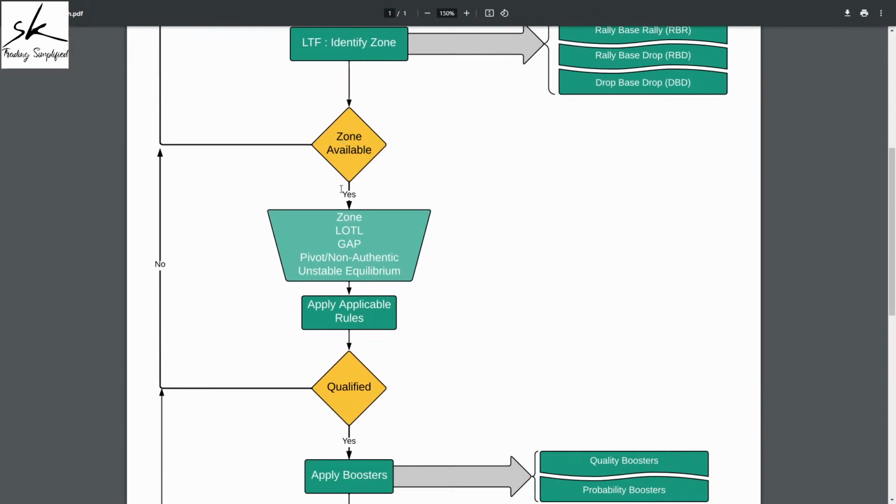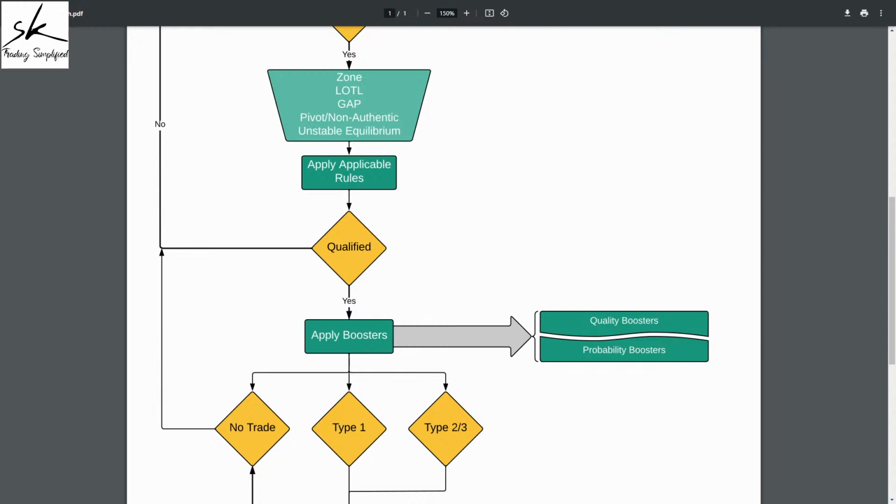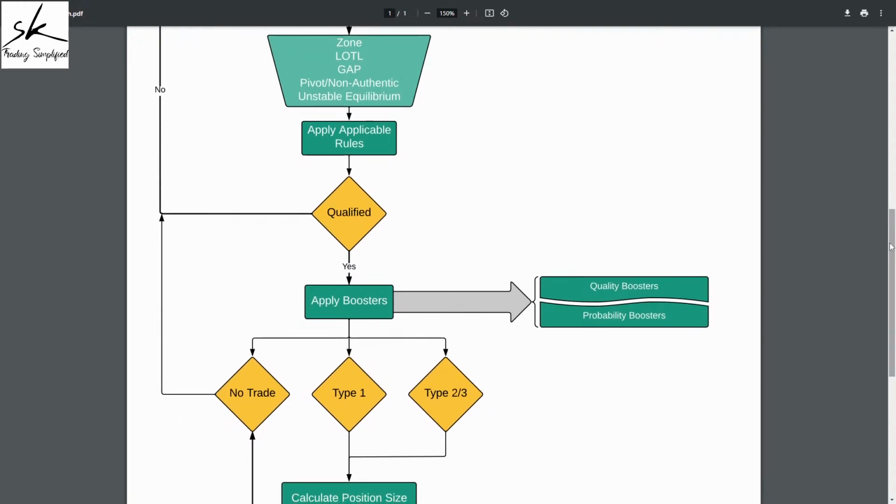Now, just because you have a zone available does not mean you can blindly trade it, and that's the biggest mistake demand supply traders make initially. They find any demand area, blindly start buying on it, find any supply area, blindly start selling on it, which is incorrect. Once a demand zone or a supply zone has been identified, the next step is to qualify it, which is a two-step process. In step 1, we'll qualify it based on certain conditions, and in step 2, we'll qualify it based on the booster scoring.